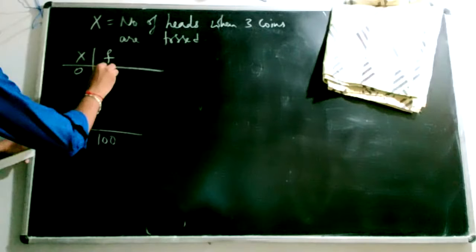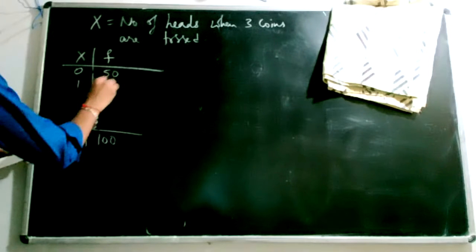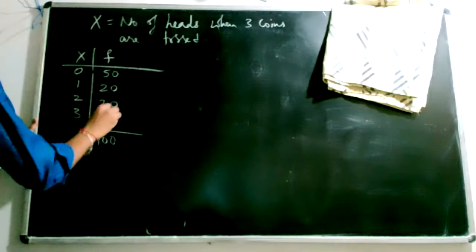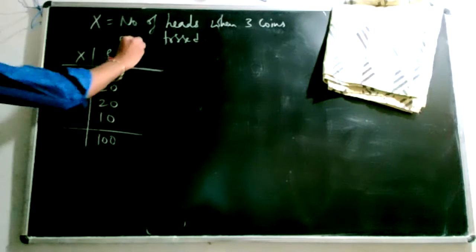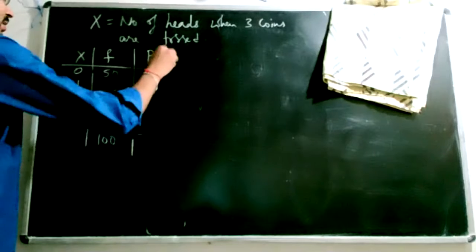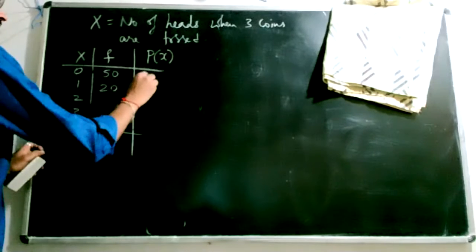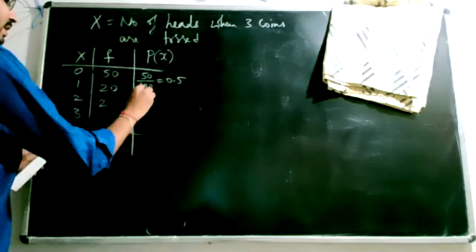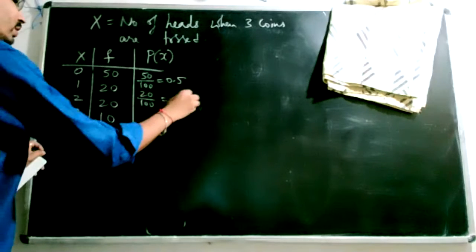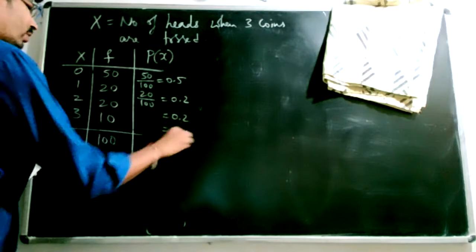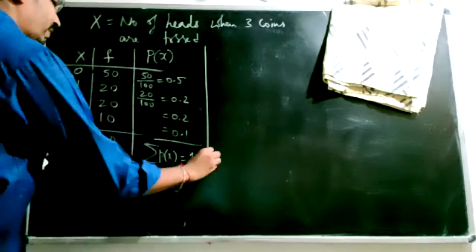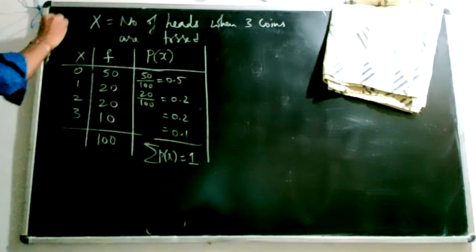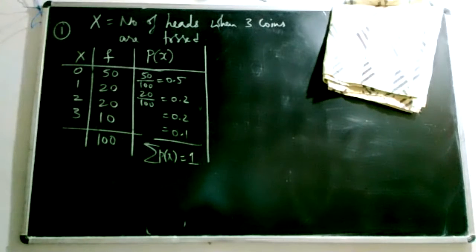I have got no heads 50 times, maybe 20, 20, and 10 times all the 3 heads. So you will have the probability p of x as 50 by 100, 0.5, 20 by 100, 0.2, and 0.1. So sigma px equals 1. Therefore, this is the PMF. Now, the question is computing the mean, variance, and standard deviation, and some expectation.